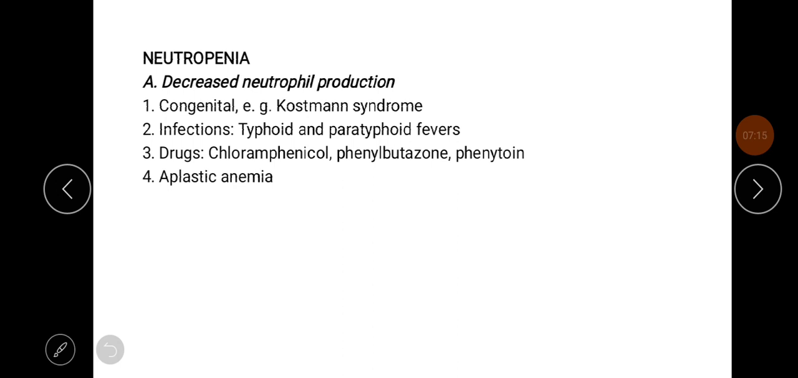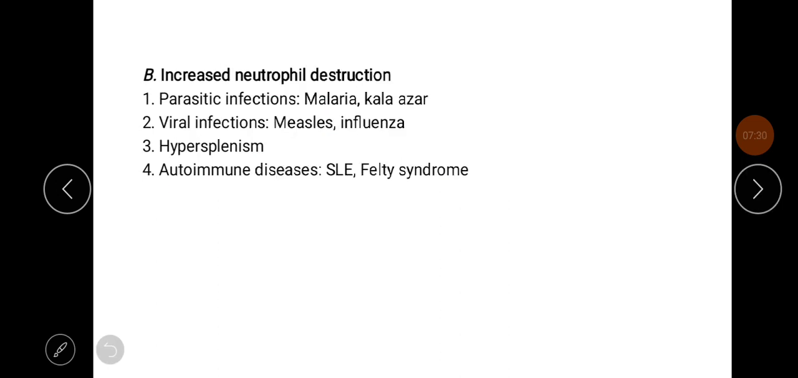Neutropenia is a decrease in the count. Some of the congenital causes are Kostmann syndrome. Infections like typhoid and paratyphoid, drugs like chloramphenicol, phenylbutazone, phenytoin, and aplastic anemia can also cause it. Increased neutrophil destruction occurs because of parasitic infections like malaria and Kala-azar, viral infections like measles and influenza, hypersplenism, and autoimmune diseases like SLE and Felty syndrome.